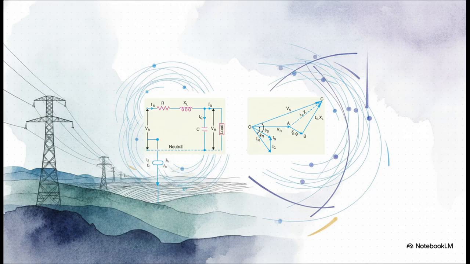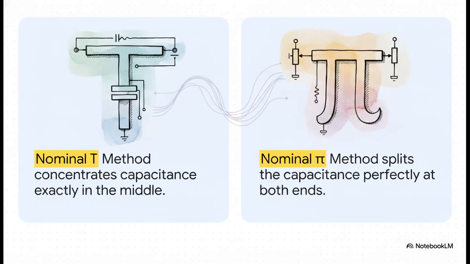You can see how this single physical addition of capacitance drastically alters the vector mathematics, creating entirely new geometric angles and charging currents that absolutely must be accounted for. Now, simply lumping all that capacitance at the very end of the line isn't always the most accurate representation of reality. So engineers developed 2 much more precise ways to solve this. First, we have the nominal T method, where capacitance is theoretically concentrated right in the middle of the line. And second, the nominal pi method, where it's split perfectly at both ends.